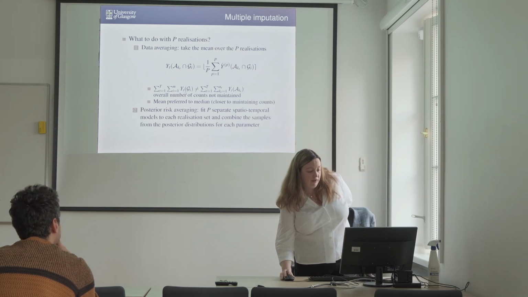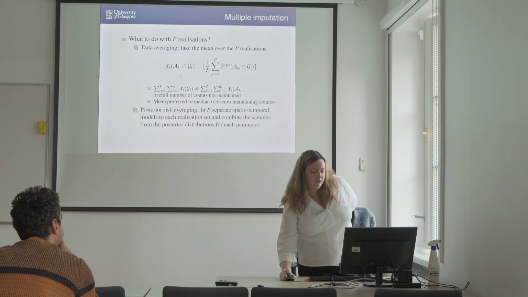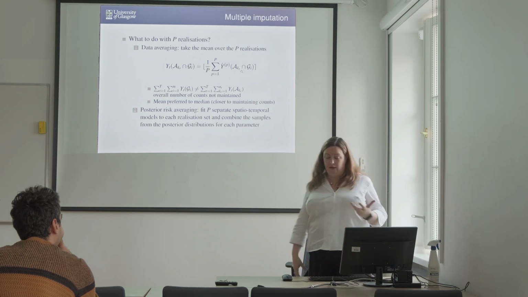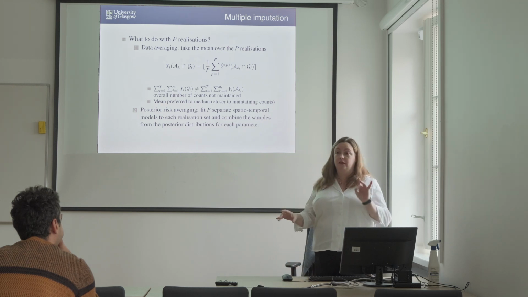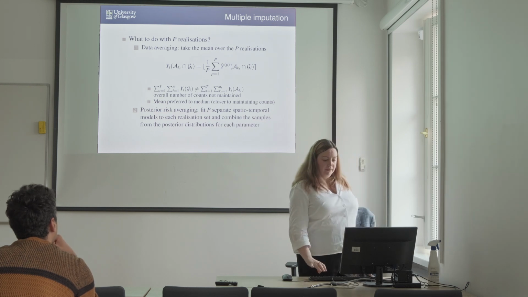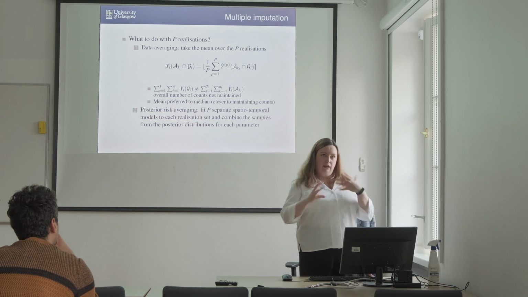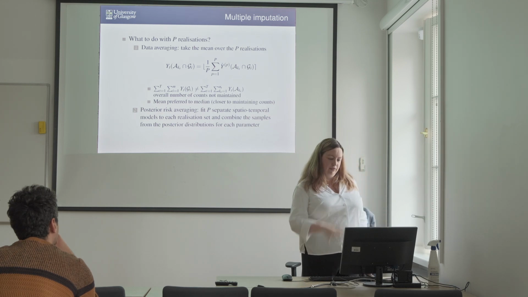So for the data averaging, basically if we have P of these draws, we just literally average them. So the number of counts for the intersection of area AKT with grid square I is just the average of the multiple draws across the P realizations. Downside of this is it doesn't preserve the counts. So the sum of all counts in the grids doesn't necessarily equal the sum of all counts in the original data because of that averaging. So that's one downside. We did look at doing the mean and median. So mean seemed to give better results. It seemed to be closer to not losing too much of the counts when we were trying to keep that equality there.